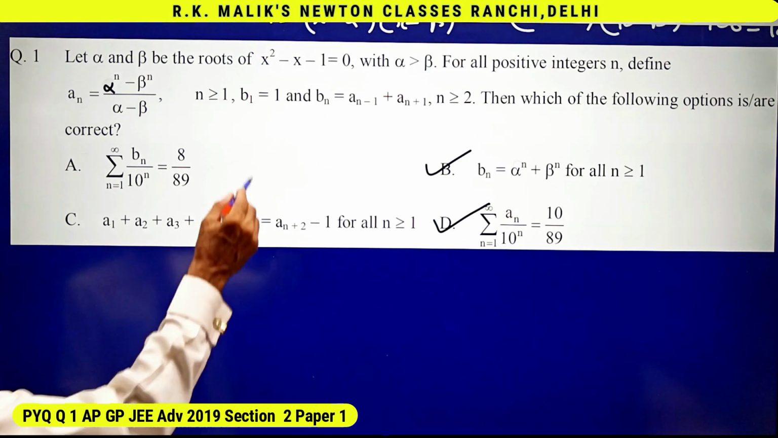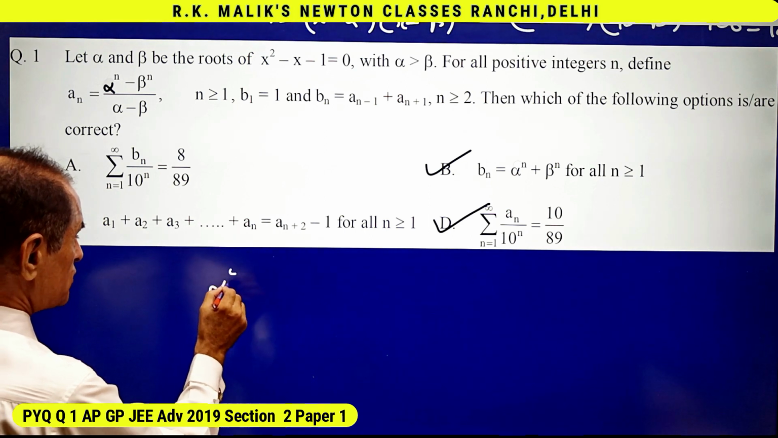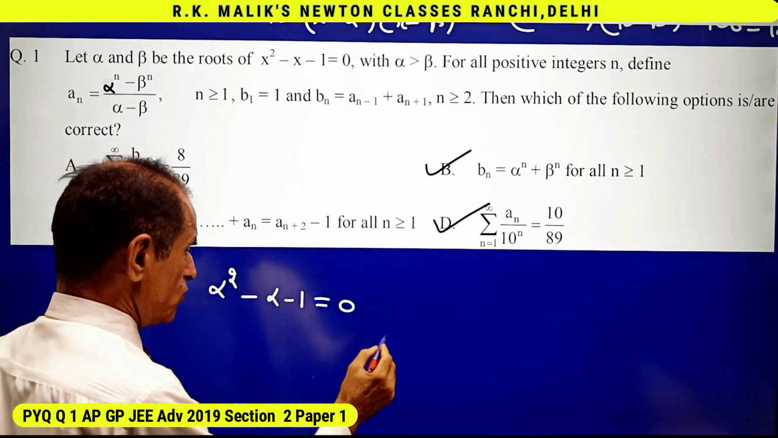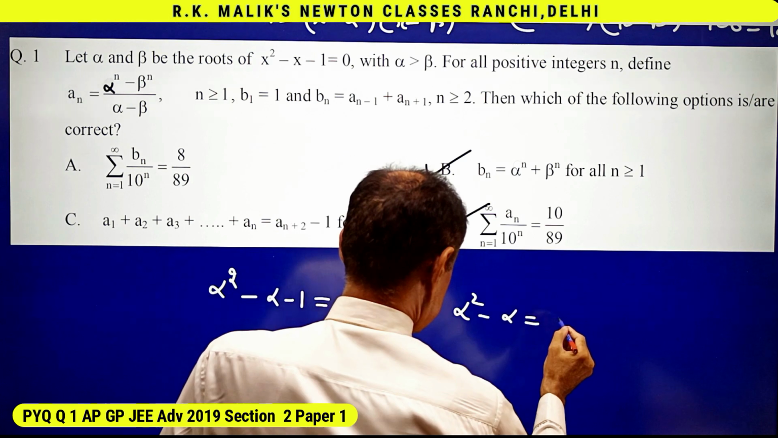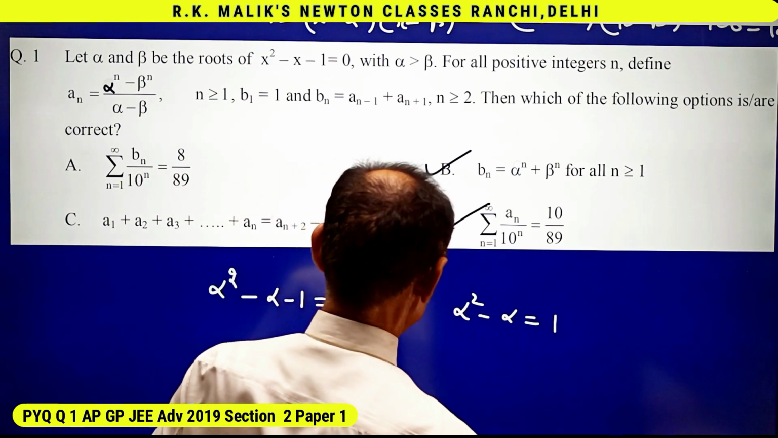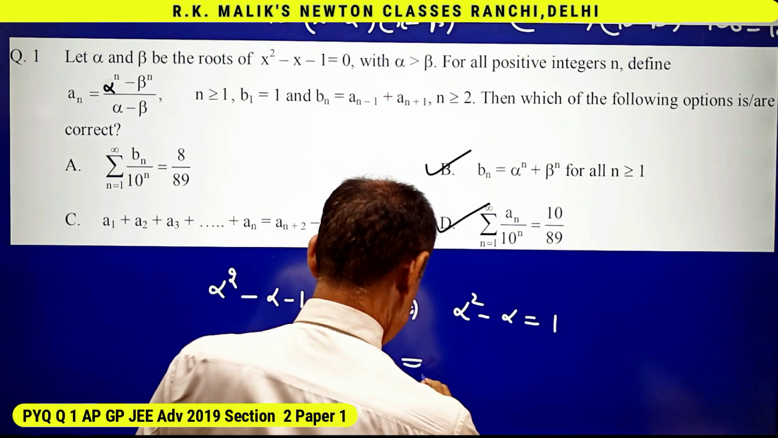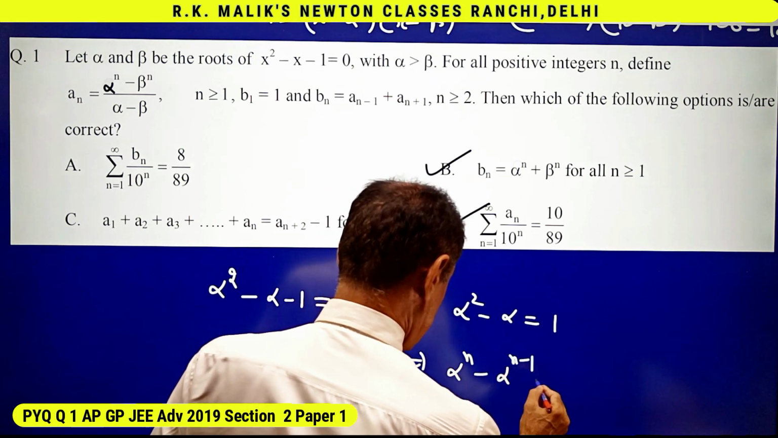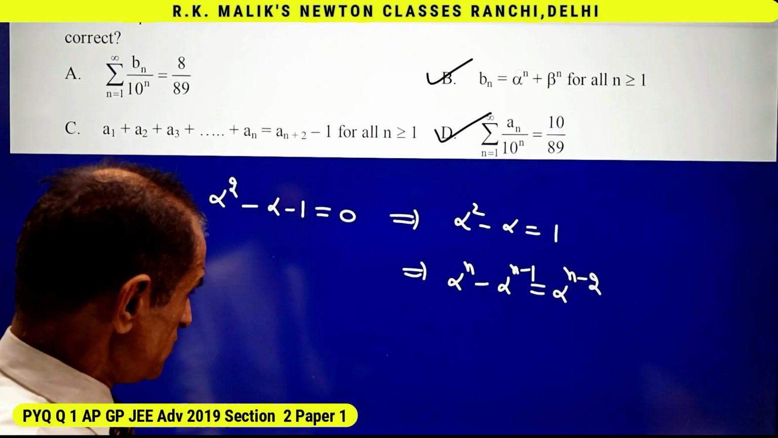First way is, because alpha is a root of this, therefore I can say alpha square minus alpha minus 1 is equal to 0. That is, I can say alpha square minus alpha is 1. And now multiply the whole equation by alpha to the power n minus 2. I'll be getting alpha to the power n minus alpha to the power n minus 1 is equal to alpha to the power n minus 2.